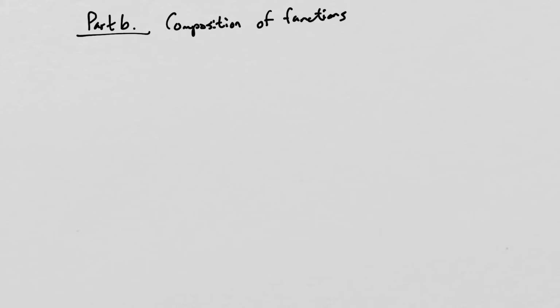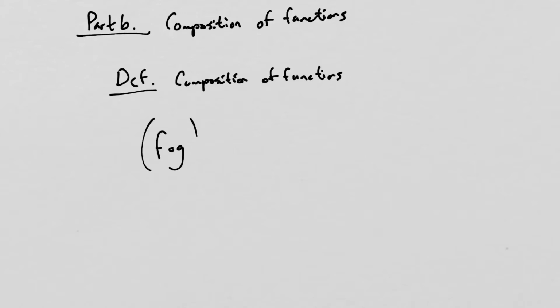We'll now begin our study of composition of functions. Composing two functions is again done by replacing the independent variable of a function with another function. This is denoted by f composed of g of x.